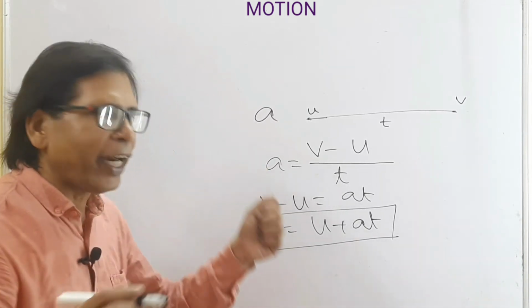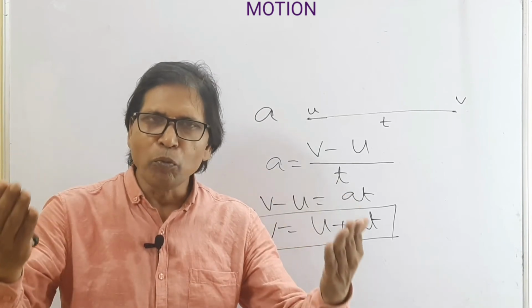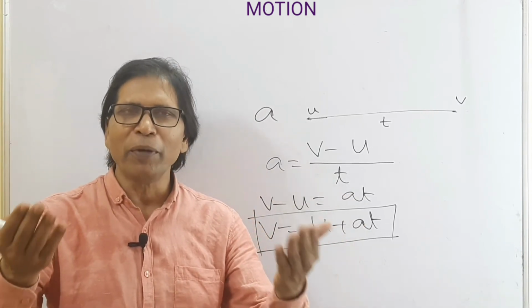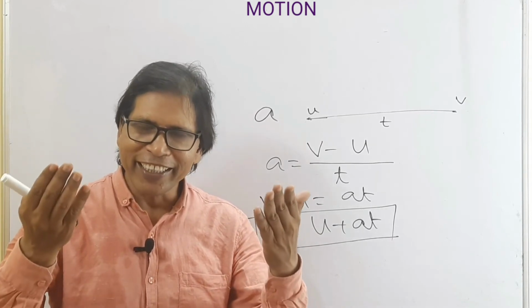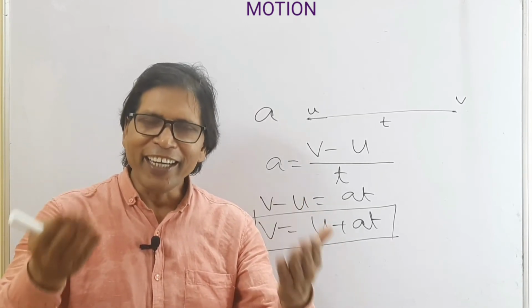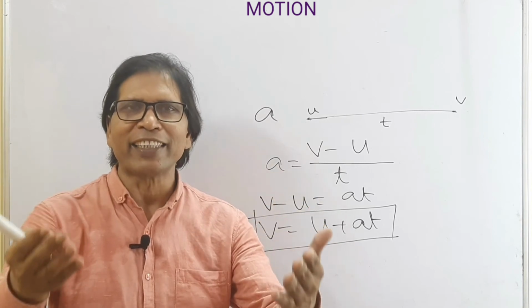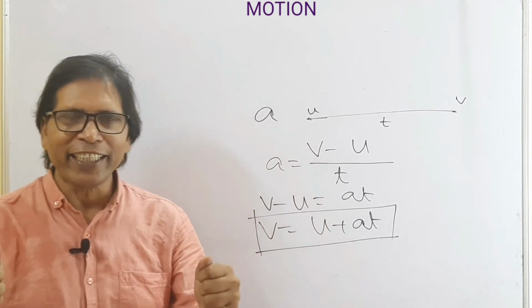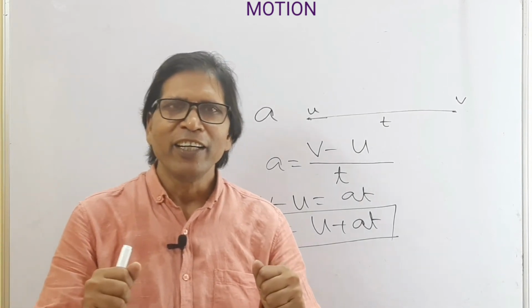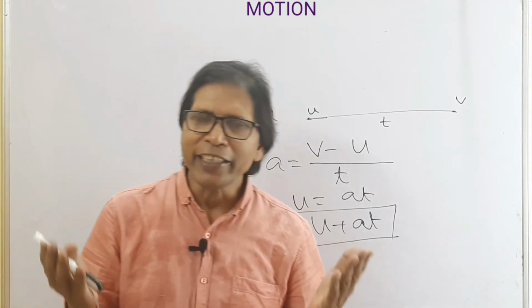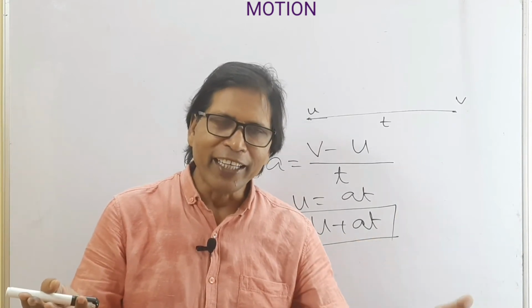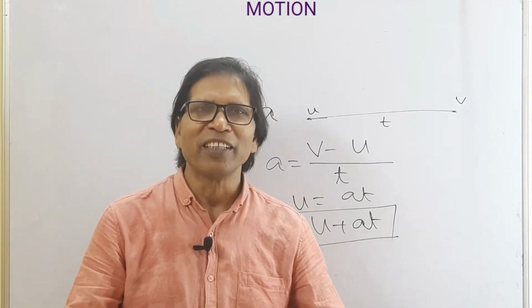Now, retardation. If the particle moves with decreasing velocity, then the rate of change of velocity is called retardation. Retardation is the negative acceleration. Now, the difference between acceleration and retardation: look at this. Acceleration may be positive or negative, but retardation is always negative.